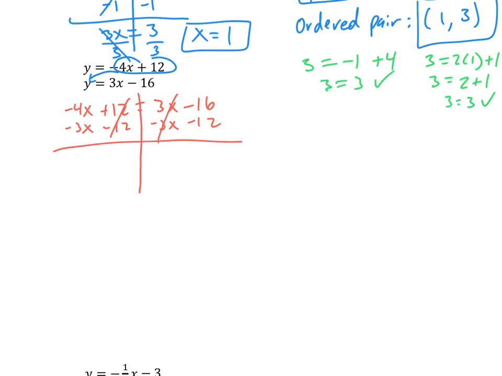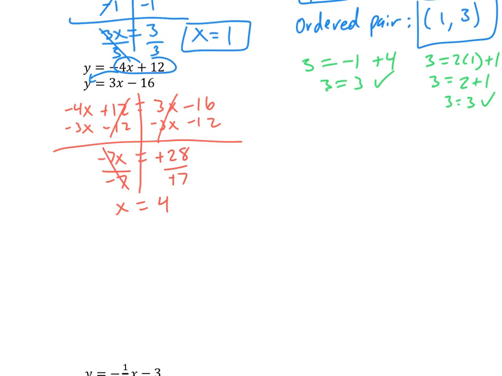Now we combine like terms. Negative 4x minus 3x gives us negative 7x, and that will be equal to negative 16 minus 12, which is negative 28. We divide both sides by negative 7. So x is equal to a positive 4 because those negatives will cancel out.